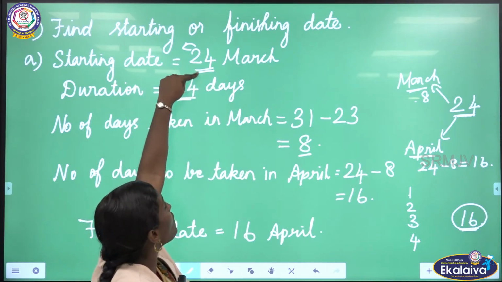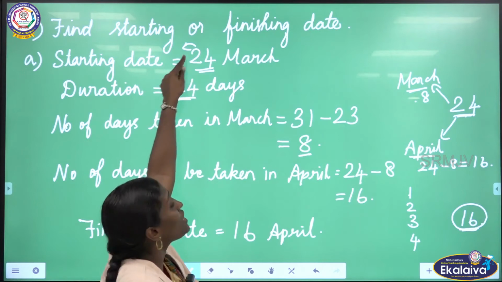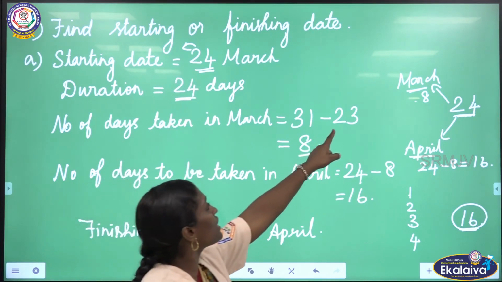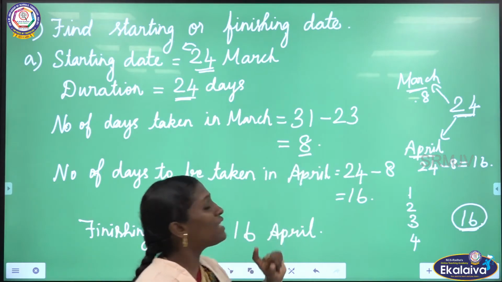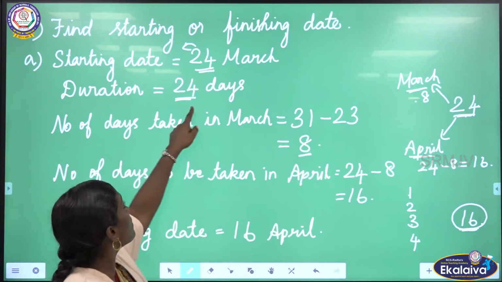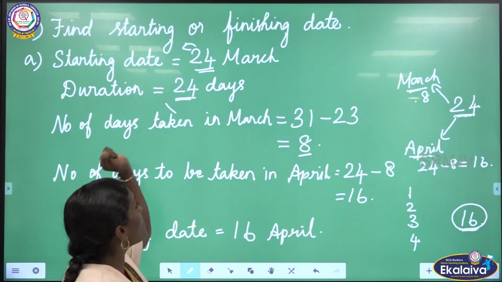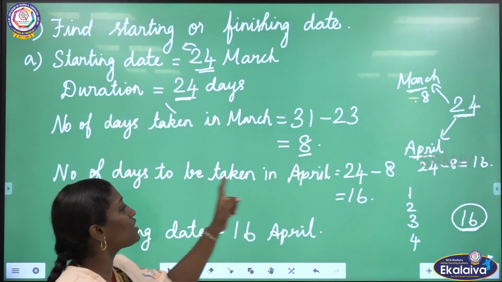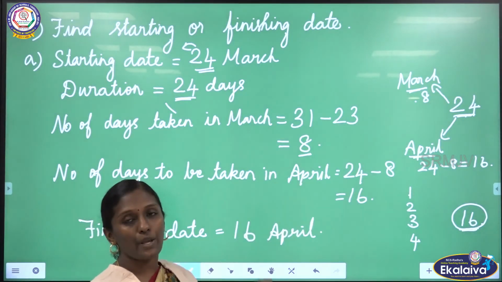Here 24 is given, we are taking the before date because we have to include that given date also. So we are taking the before date. Then 8 days are there in March month. Here from this 24 days, 8 days are there in March. Then we are finding the remaining days which are in April month.